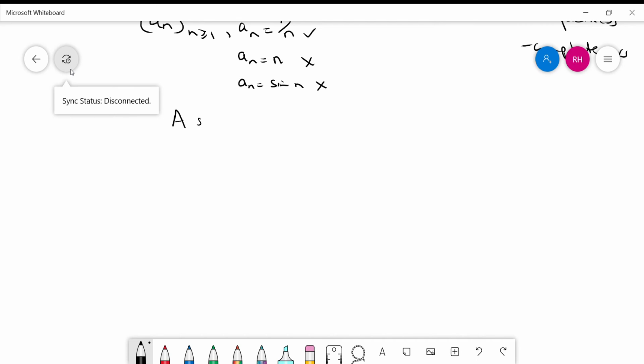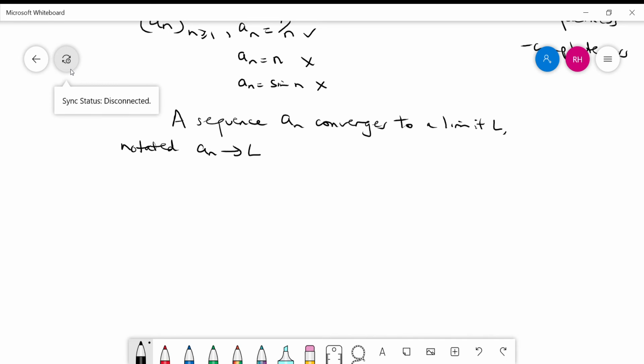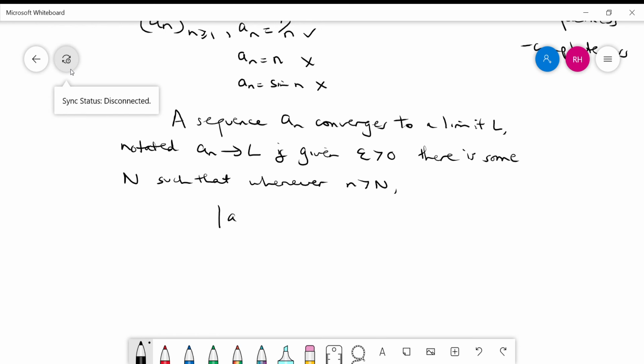So a sequence a_n converges to a limit L, and notated a_n approaches L, if given an epsilon greater than 0, there is some N such that whenever n is greater than N, we have that the absolute value of a_n minus the limit is less than epsilon. Now, if that's not the case, we say that the sequence diverges.